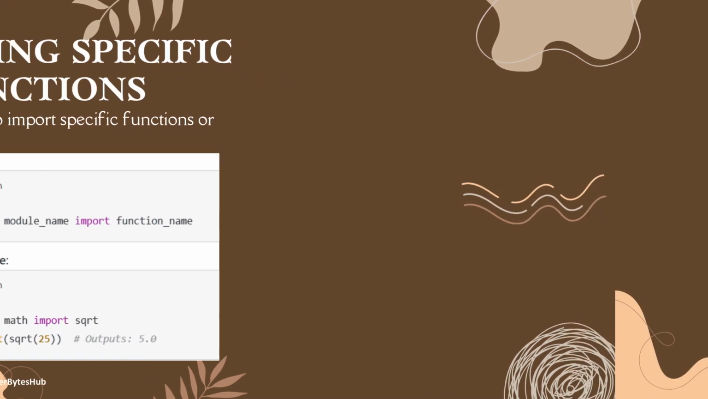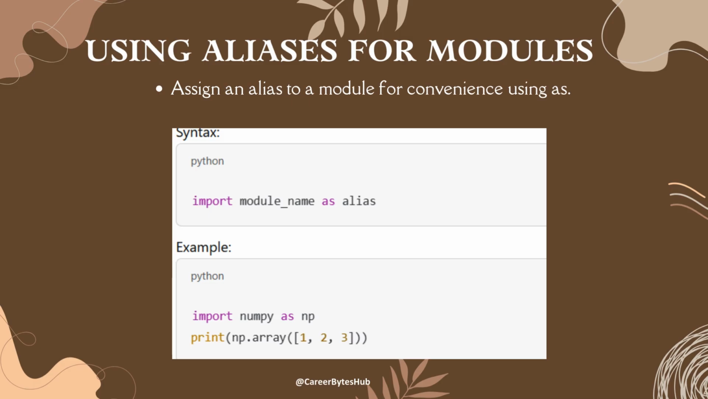For convenience, you can assign an alias to a module using the as keyword. This is especially useful for modules with long names. For instance, import numpy as np allows you to use np as a shorthand for numpy.